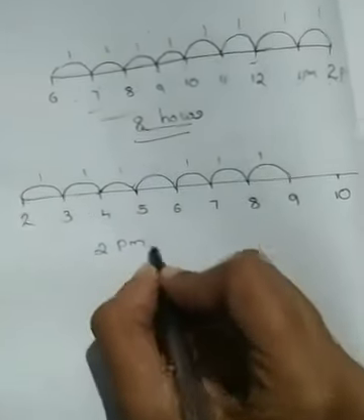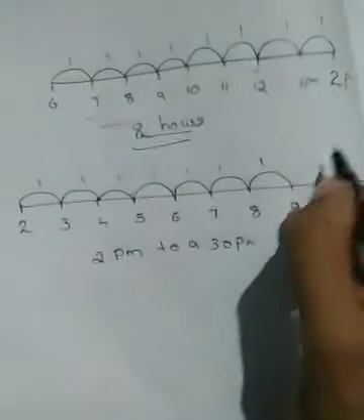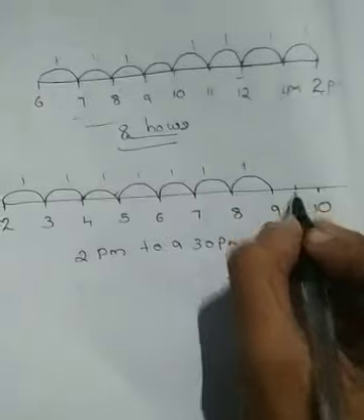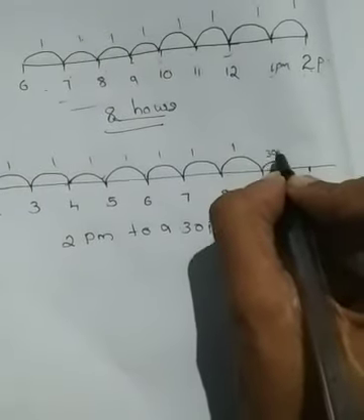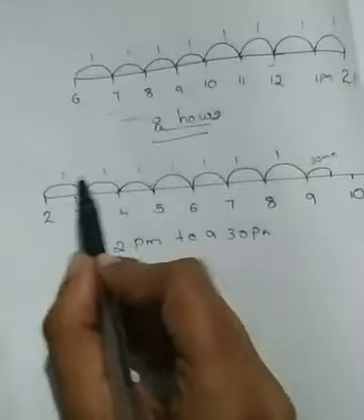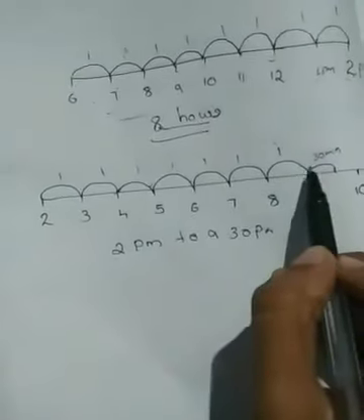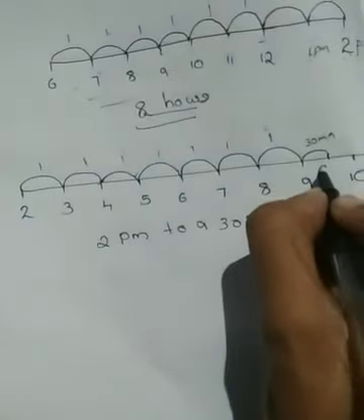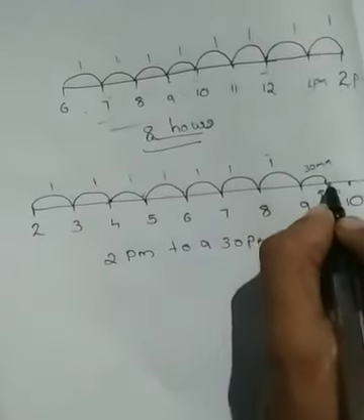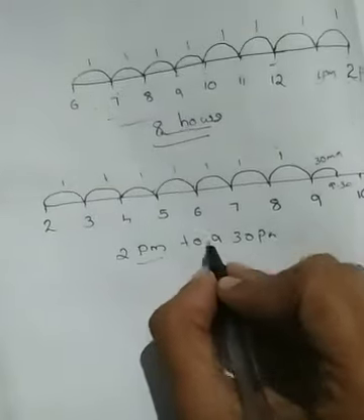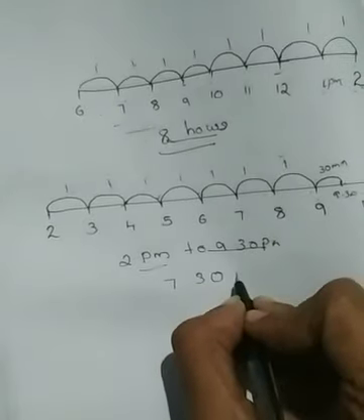2 p.m. to 9:30 p.m. Where does 9:30 come? Yes, between 9 and 10. That is 30 minutes. So only 30 minutes. How many hours? 1 plus 1, 2, 3, 4, 5, 6, 7. 7 hours and 30 minutes. 9 to 9:30, what is the time duration? Yes, only 30 minutes. That means 2 p.m. to 9:30 p.m. is 7 hours 30 minutes.